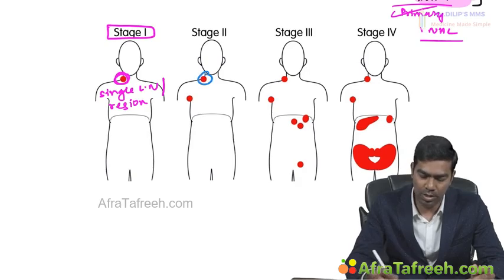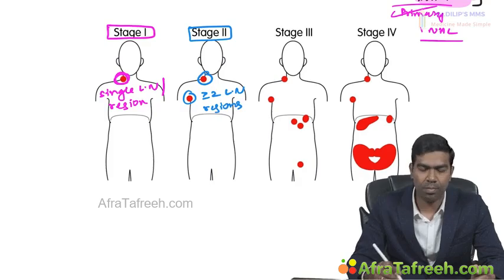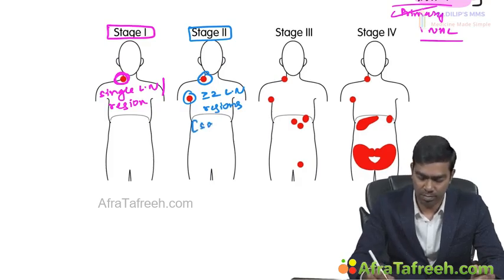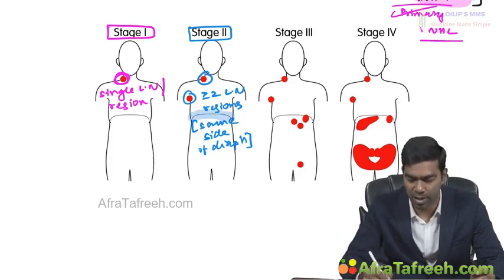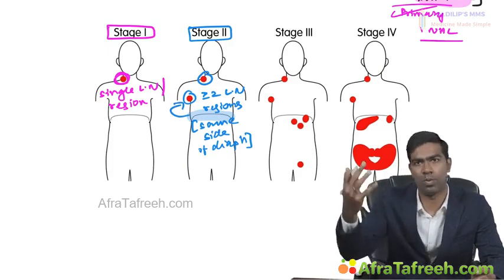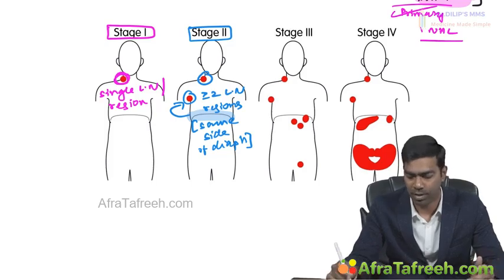In stage 2 disease, at least 2 lymph nodes or 2 lymph node regions will be involved, but that will be on the same side of the diaphragm. Same side of diaphragm, which means it will be either supradiaphragmatic or infradiaphragmatic. But typically supradiaphragmatic is very common. In this example, you are seeing only supradiaphragmatic, on only one side of the diaphragm, or it could be only infradiaphragmatic also, but that's rare.